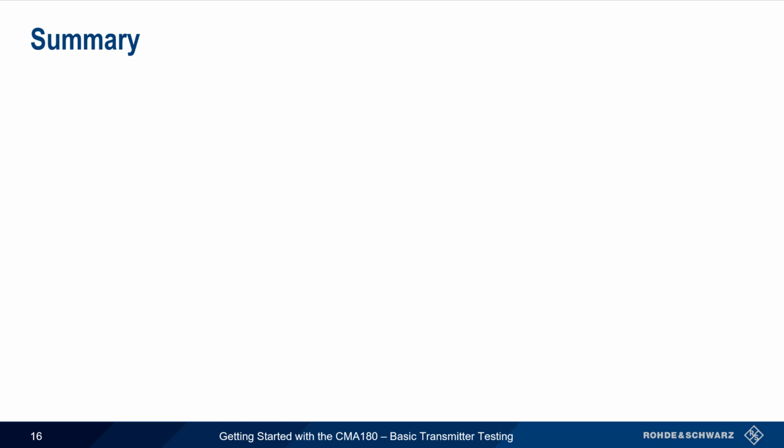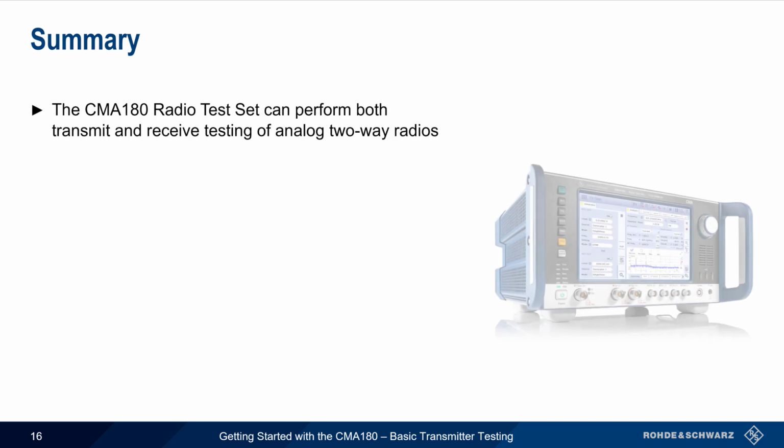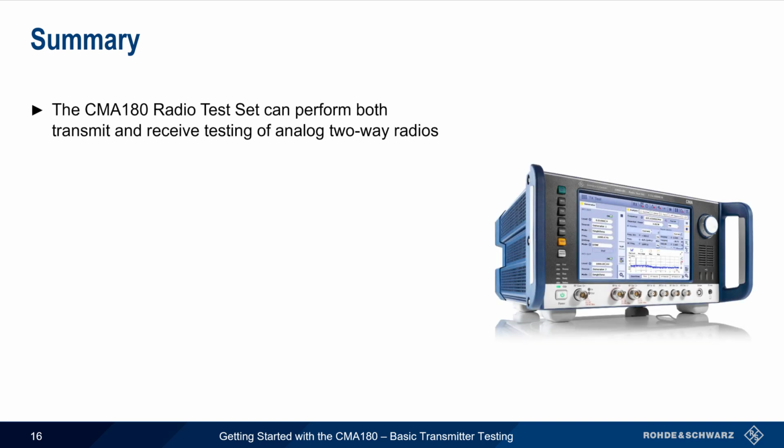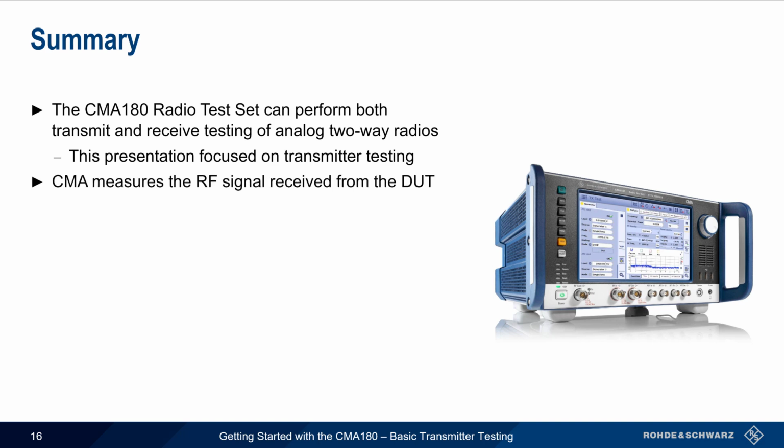Let's end with a brief summary. The Rohde & Schwarz CMA180 radio test set can be used to perform both transmit and receive testing on analog two-way radios, and in this presentation, we've walked through how to test the transmitter portion of a radio. For this type of testing, the CMA measures the RF signal received from the DUT and provides both numerical values of RF power and frequency, as well as a graphical spectral view.